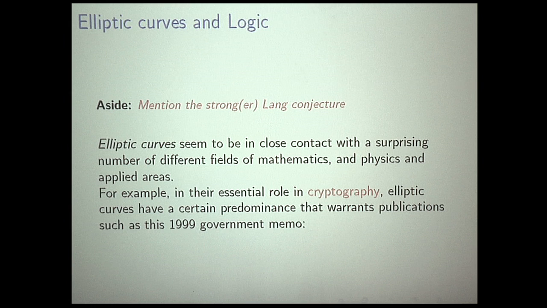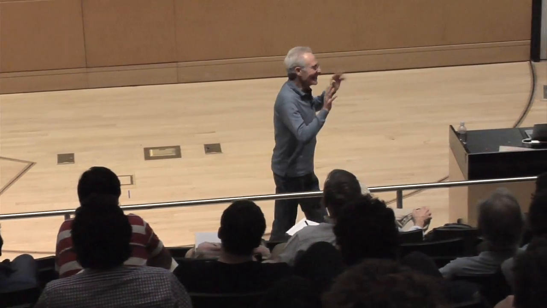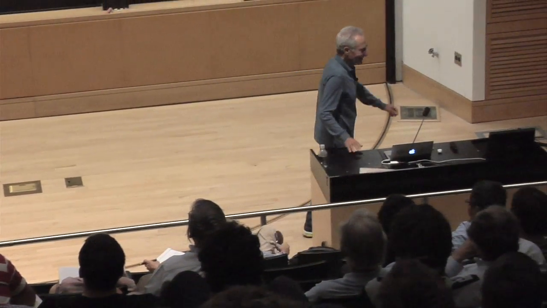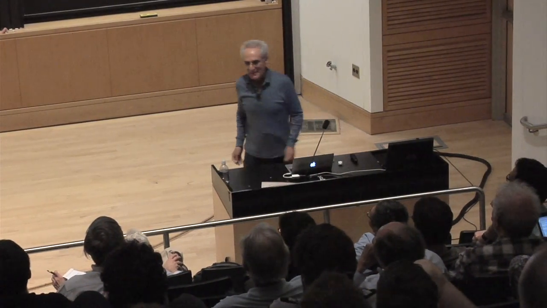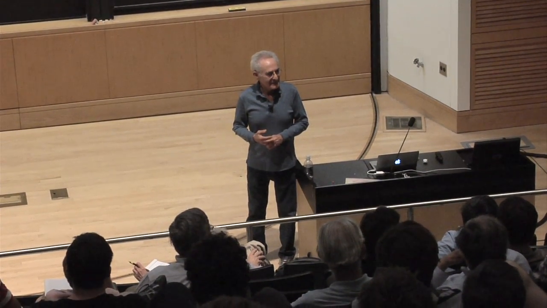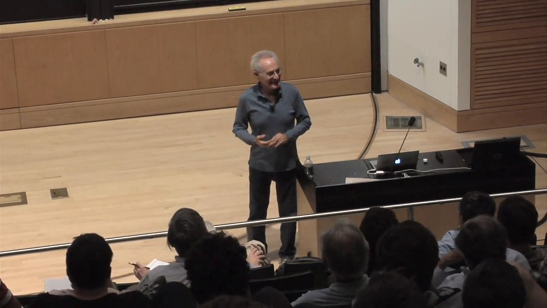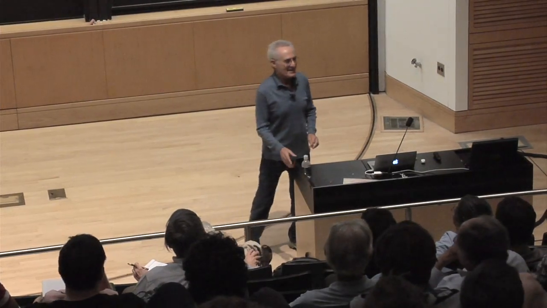Now here, I have a little aside in red. Let's say I should mention the stronger Lang conjecture, but I just had lunch with Bombieri. And I don't know. But that's okay. It's not my conjecture after all. Yeah. Okay. Did he not say that he disowns? Yeah. That's okay. But as I say, it's not mine. Okay.